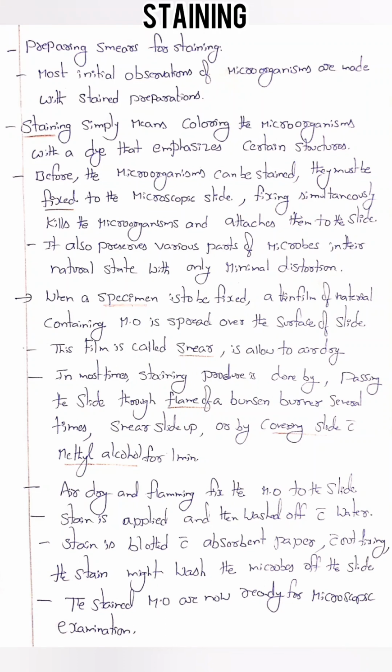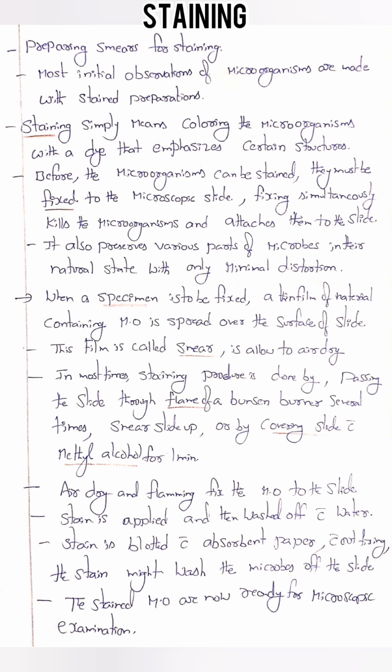Today we are going to learn about staining. The first step in the staining procedure is preparation of a smear. Here most initial observations of the microorganisms are made with stain preparations. So staining simply means coloring the microorganisms with a dye that emphasizes certain structures.